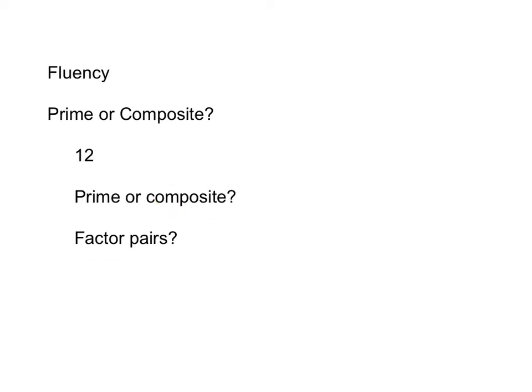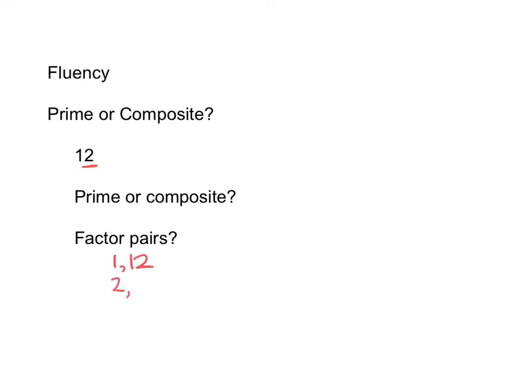Alrighty, when we look at 12, is 12 prime or composite? We know 1 and 12 are definitely factors. We also know that 2 is a factor because it ends in an even number. It ends in a 0, 2, 4, 6, or 8. So we know for sure that 2 is a factor. So let's start with 1 and 12. That's our first factor pair.